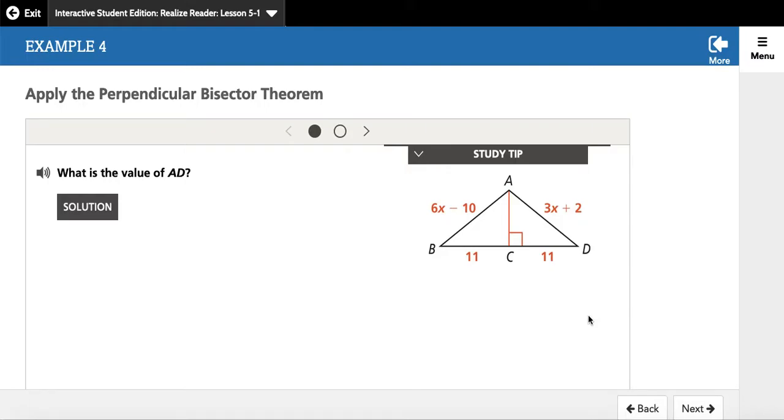Okay, geometry students, here's a video for example 4 for section 5.1. We're going to apply the perpendicular bisector theorem. What is the value of AD?